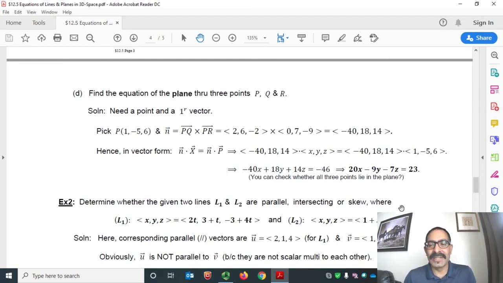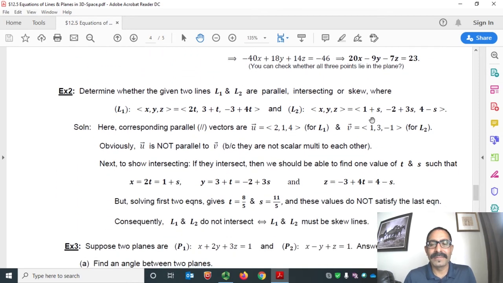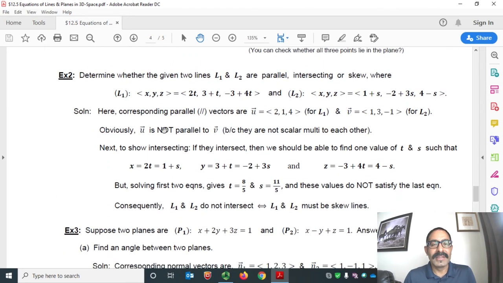Now let's move on. Let's do example 2. Determine whether the given two lines L1 and L2, this is the equation of line L1, this is the equation of line L2, are parallel, intersecting, or skew. Now let's begin the solutions.